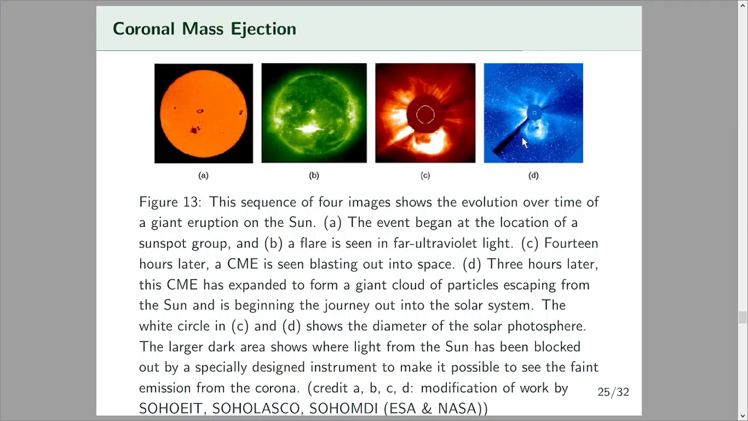So this is a sequence of 4 images that shows the evolution over time of a giant eruption on the sun. Picture A is an event that began at the location of a sunspot. Picture B is a flare seen in the far ultraviolet. C is 14 hours later, you're getting a coronal mass ejection, and then it's getting thrown out into the solar system here. So the white circle here is the size of the sun. They've shrunk the sun down in these images so you can see what's leaving the sun. And so these things start at a sunspot, you get a big flare, and it gets blown out into space.